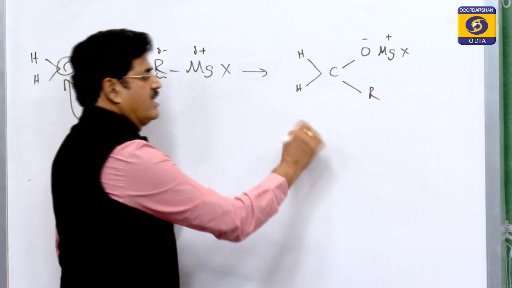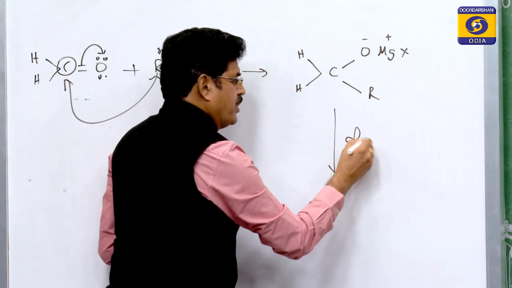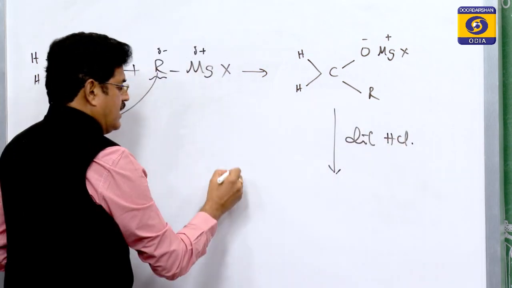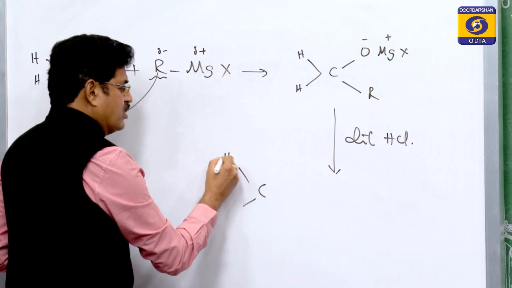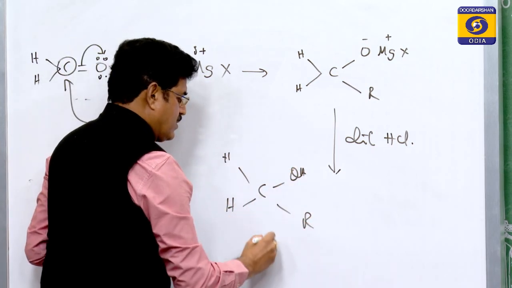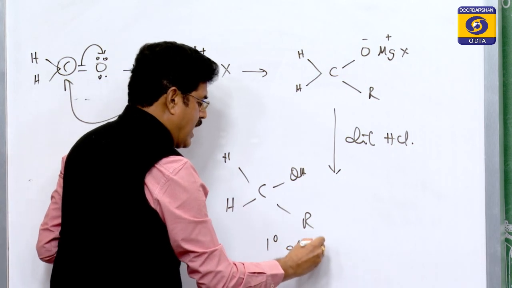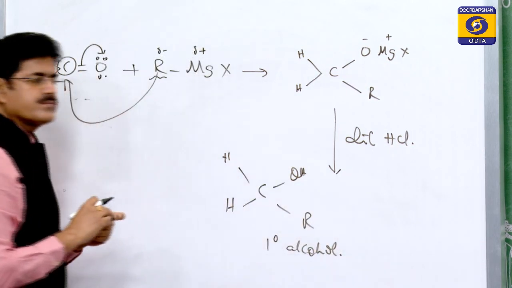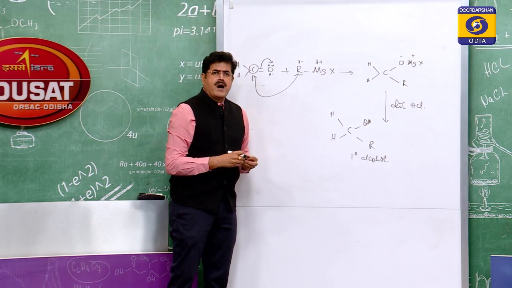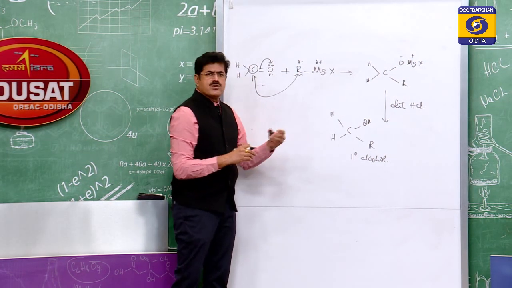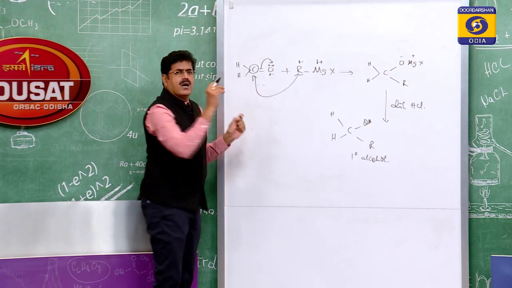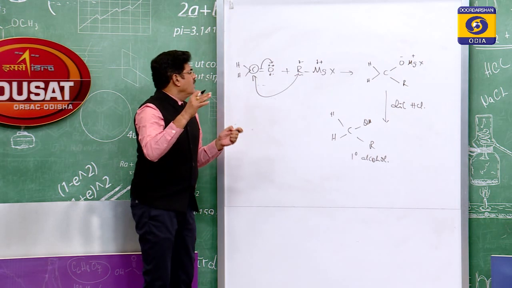This tetrahedral intermediate, when treated with dilute acid, for example dilute HCl, generates the primary alcohol. This is a 1 degree alcohol. So, this is the method of preparation of primary alcohol: formaldehyde with Grignard reagent gives primary alcohol. Next, let us take one more example.